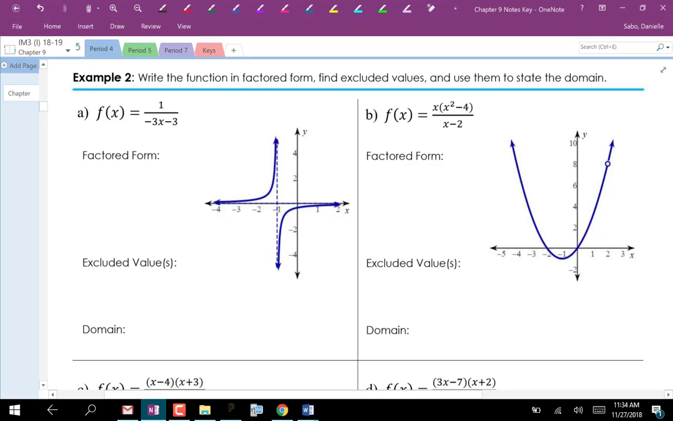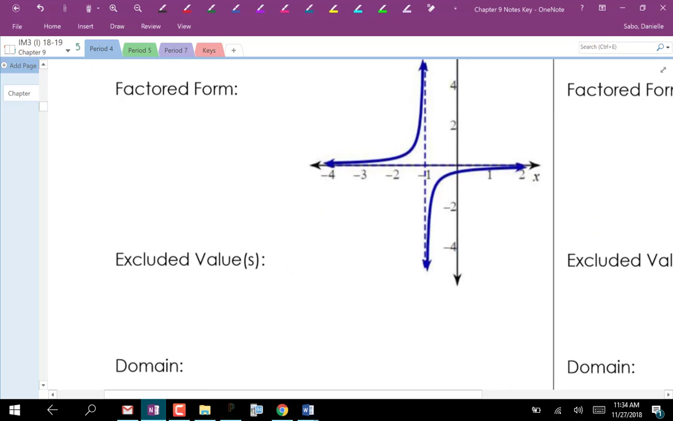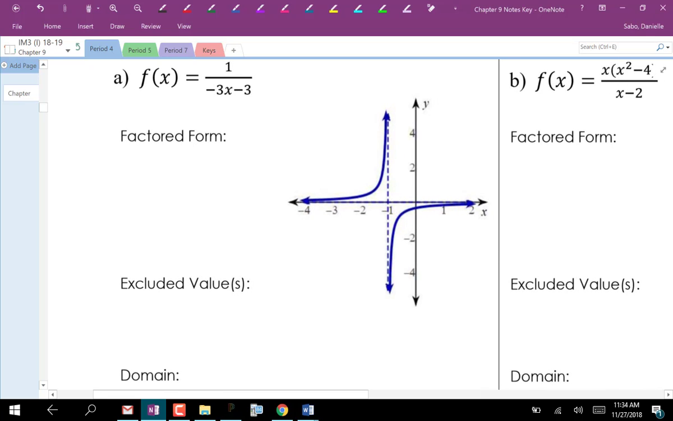So the very first example here: write the function in factored form, find the excluded values, and then state the domain. The only new thing that we're doing is this domain part, and I'm explaining to you what's going on with what you're doing. On the top, there's nothing to factor, so I'm just going to rewrite that one on top. Is there a number that goes into both -3x and -3? Is there a number that goes into both of those? We're just looking at the bottom.